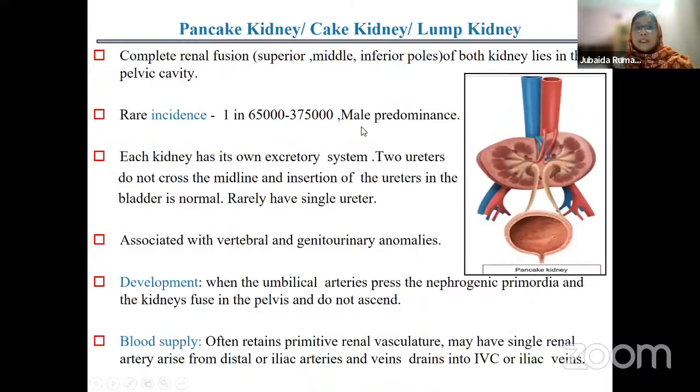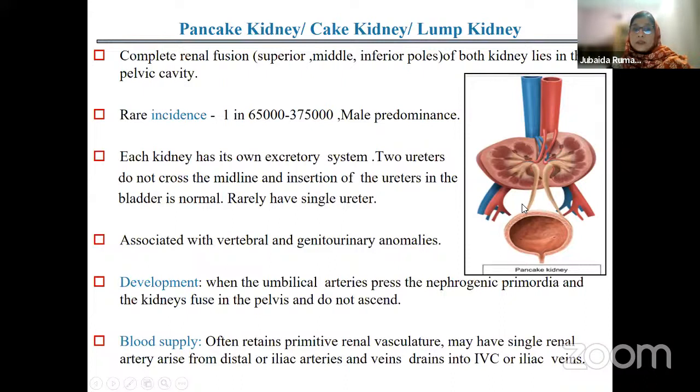The second fusion anomaly is the pancake kidney, or lump kidney. There is complete renal fusion of the superior, middle, and inferior poles of both kidneys, and it lies in the pelvic cavity. This is the rarest, with an incidence of around 1 in 65,000, but it is more common in males. Each kidney has its own excretory system, and the 2 ureters do not cross the midline and insert into the bladder. Rarely, this pelvic kidney can have 1 ureter.